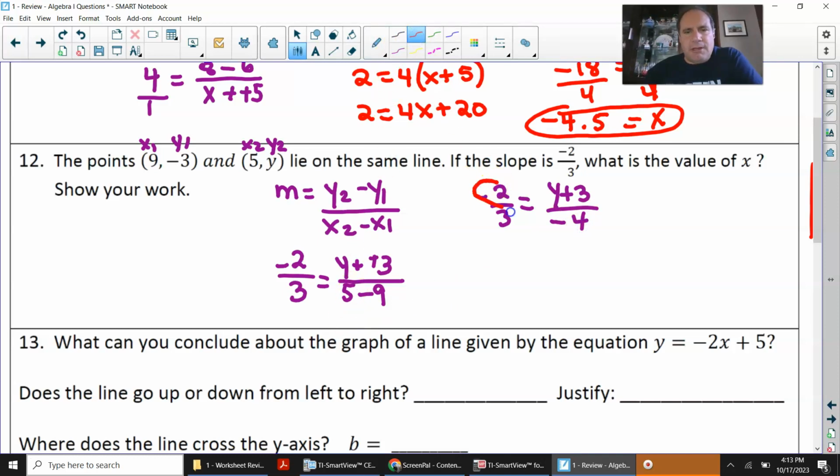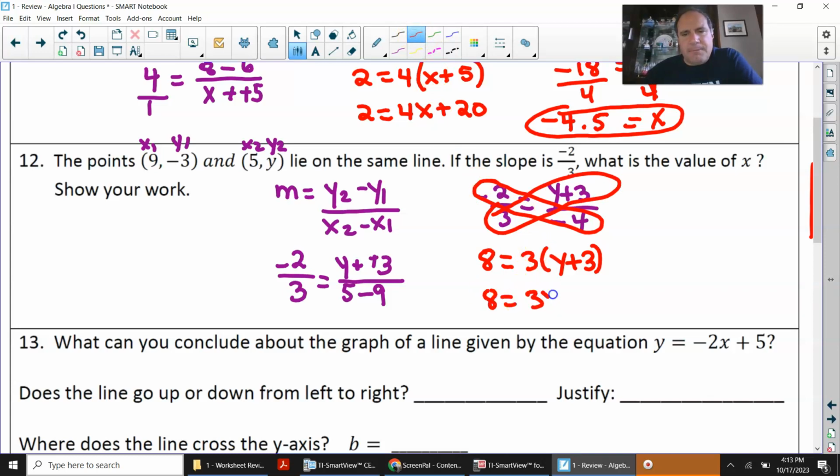Now I'm just going to do the butterfly method. This is -2 times -4. -2 times -4 is 8. Equals 3 times y plus 3. Just like that. Do the distributive property, you get 8 equals 3y plus 9. I'm going to go back up here. This is 8 equals 3y plus 9.